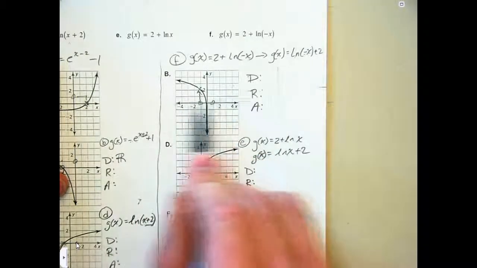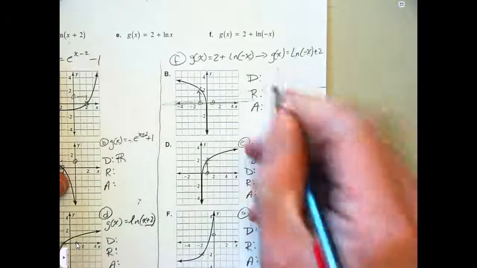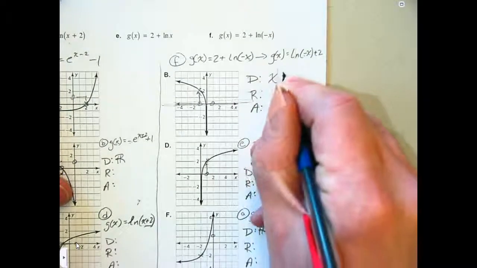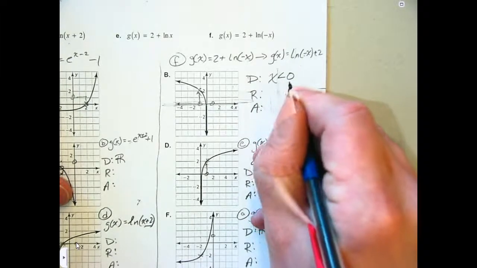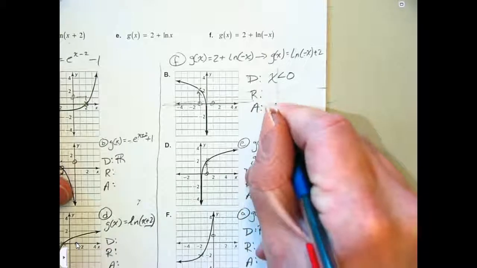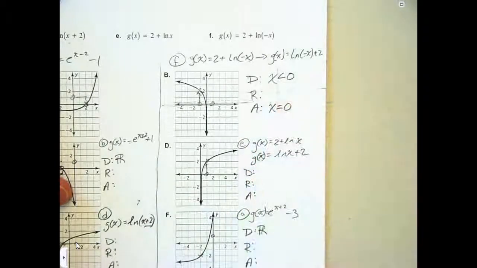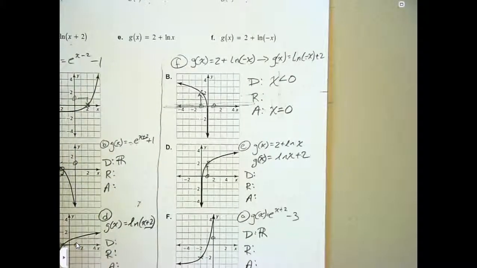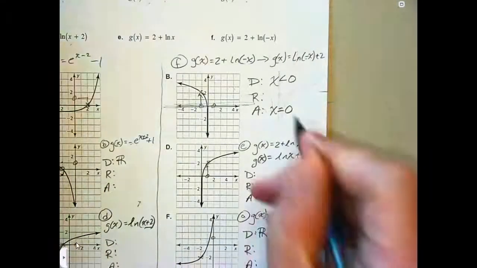Using this as our number line, it stops at 0. So my domain is x is less than 0. Can it be equal to? No, because that's your asymptote. X equals 0 is the line it's approaching. Make sure you label it as x equals 0. You can't just say 0. You've got to give the equation of the line. Okay? What's the range on this one, though?